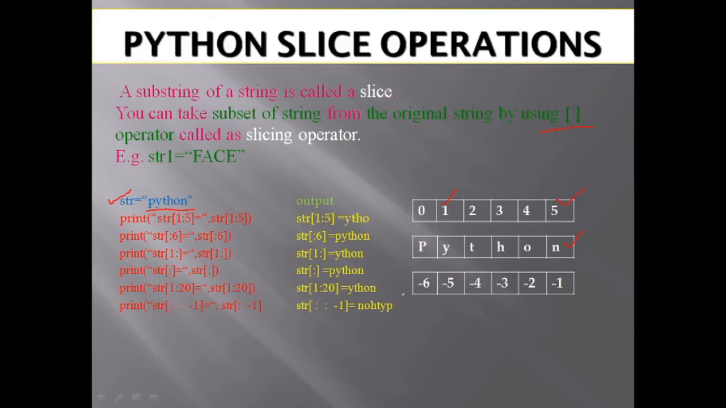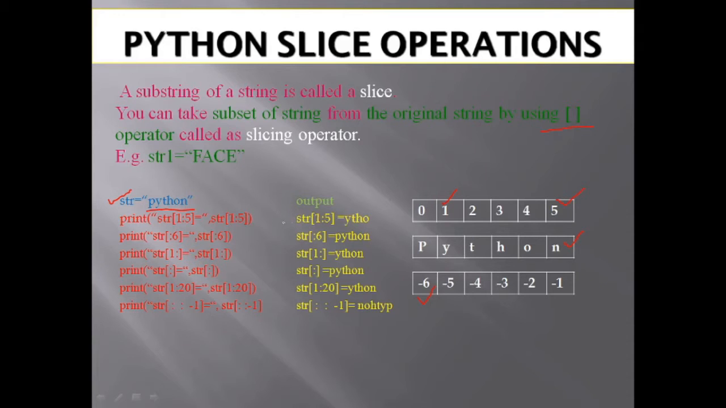In the same way, we can also calculate the reverse of that string. In that case, the last character is always stored at index minus 1. The second last character will be stored at minus 2 index. In the same way, the first character of that string will be stored at minus 6, that is the minus n position or minus n index value.